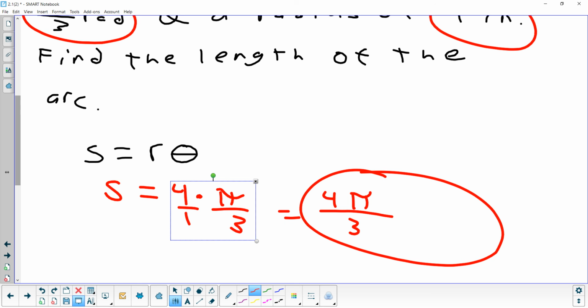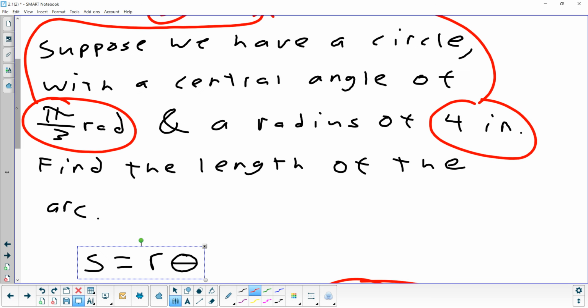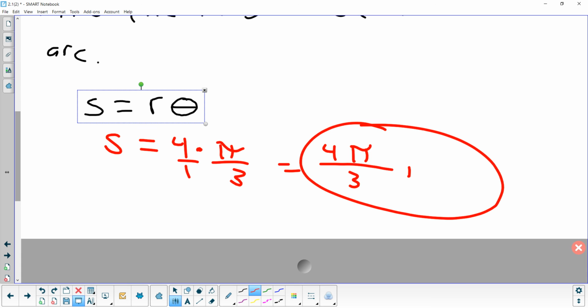Colby, what did I just find again? 4 pi over 3 was the what? The length of the arc. In inches. So, yes, exactly what he said. He said inches. We have to put a label on that. S is length. Length in this problem was inches. It could have been feet, could have been anything, but it was inches.